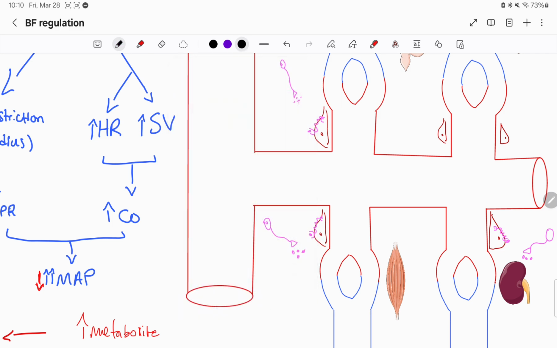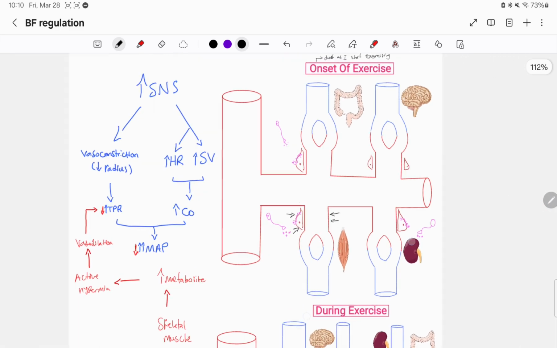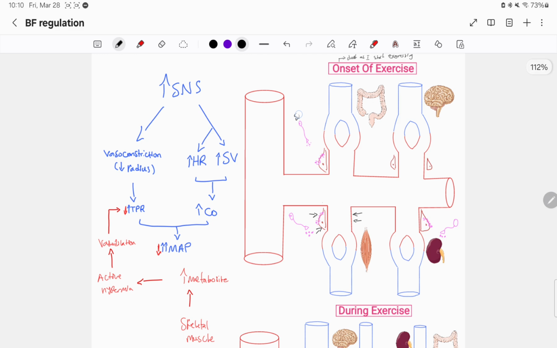And you might be confused. You're like, wait, aren't I exercising? Shouldn't the arterioles be vasodilating? Well, you'd think so, but at the onset of exercise, I told you that the sympathetic nervous system causes generalized vasoconstriction everywhere, okay?